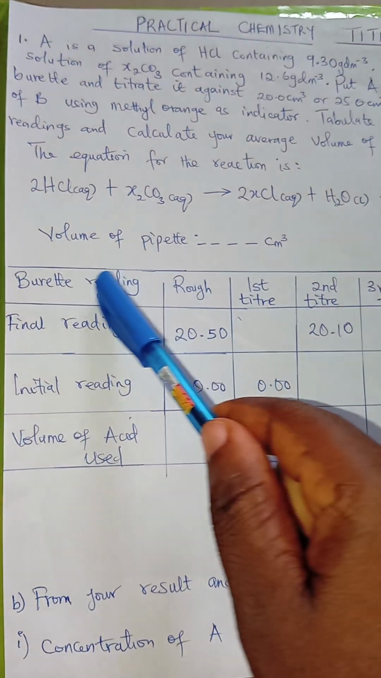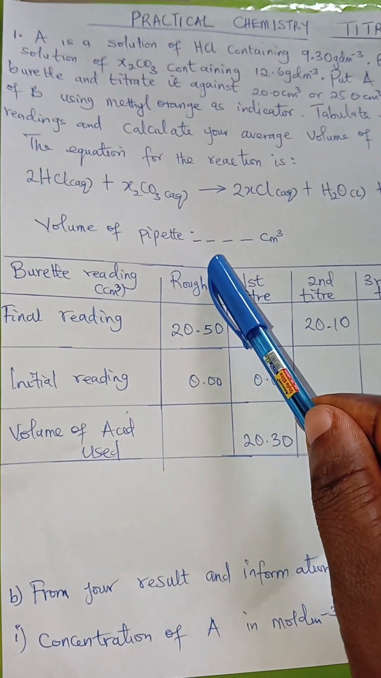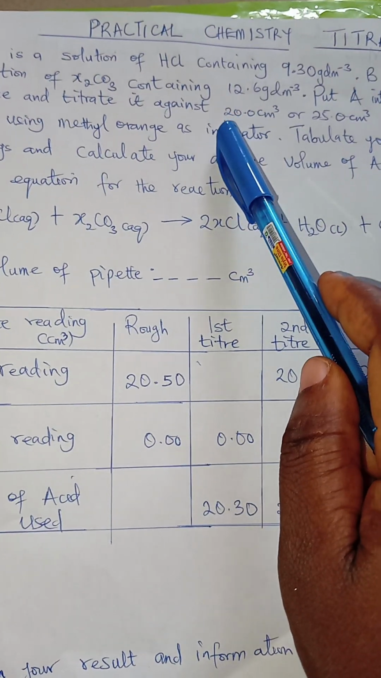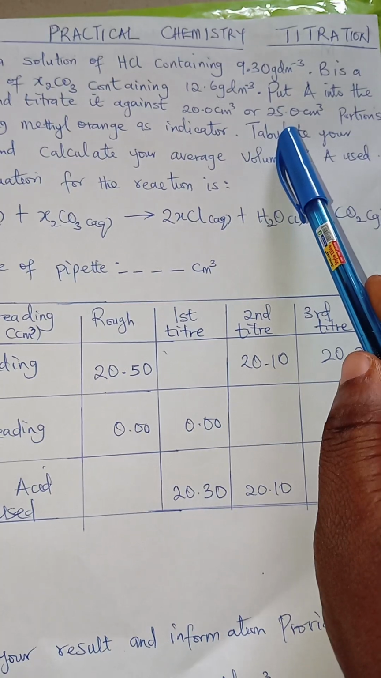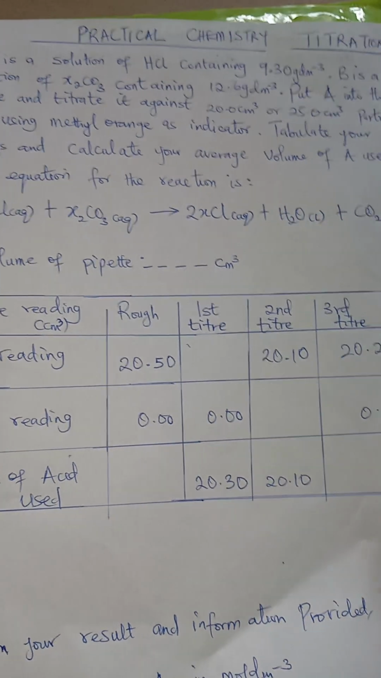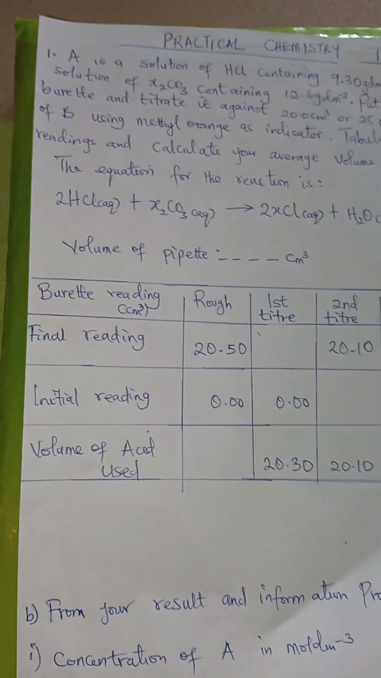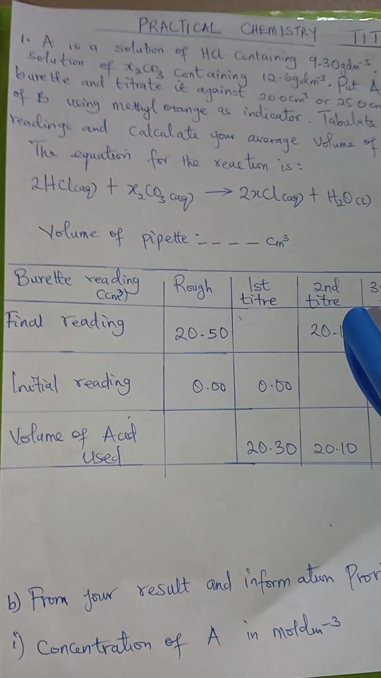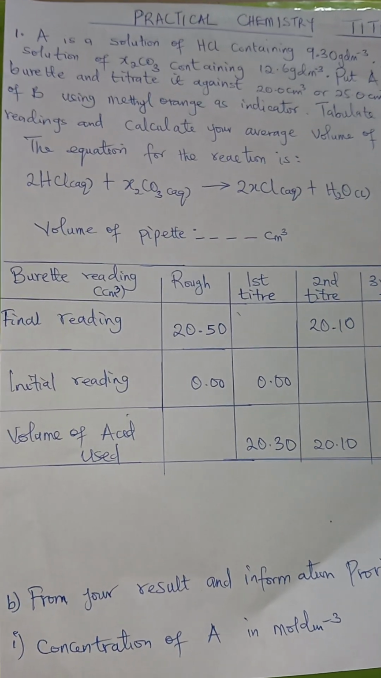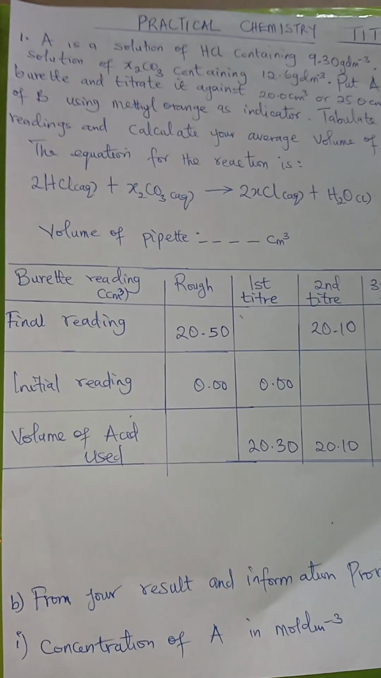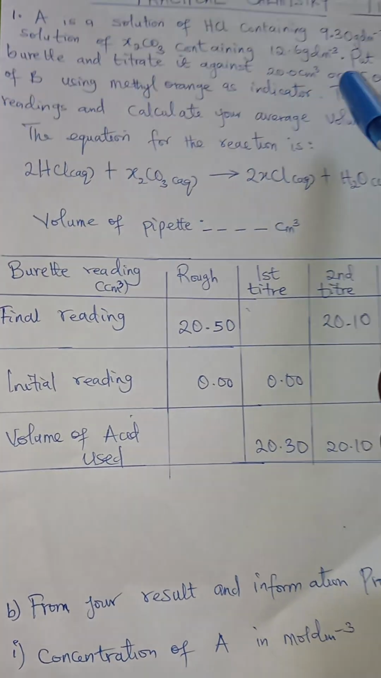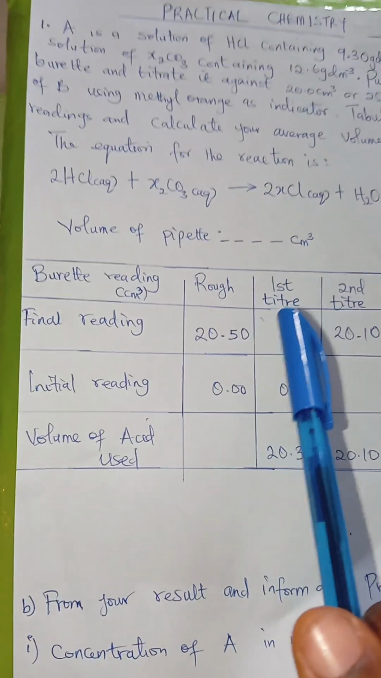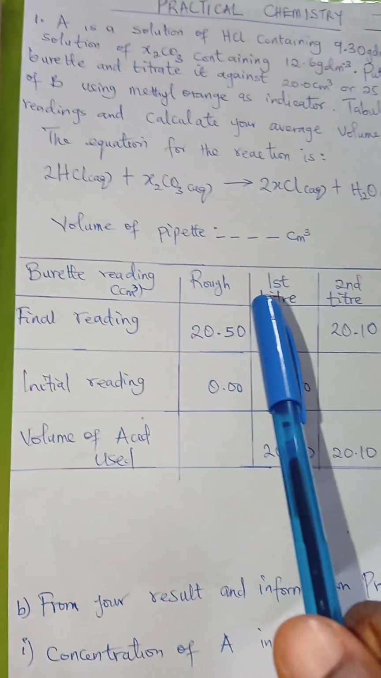Here they wrote volume of pipette. Please don't leave it blank, because you can see up here that they indicated 20 cm³ or 25 cm³. The examiner does not know the volume that you used. So it is very, very important that you indicate it, because it is that volume you indicate that they will use in marking your script. So either you record 20 or 25 cm³, depending on the one your school used or the one that was allocated to you.